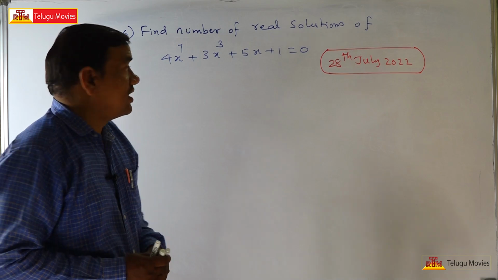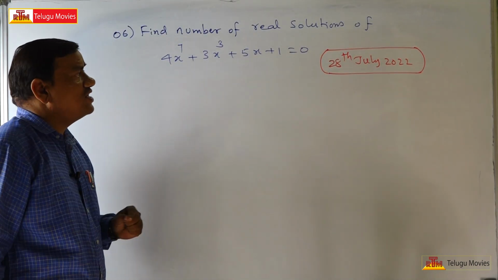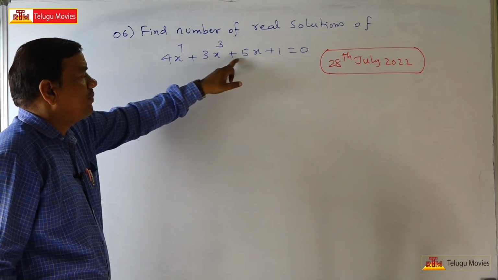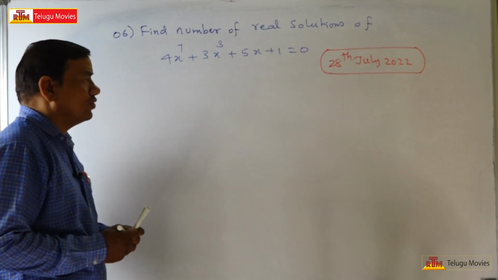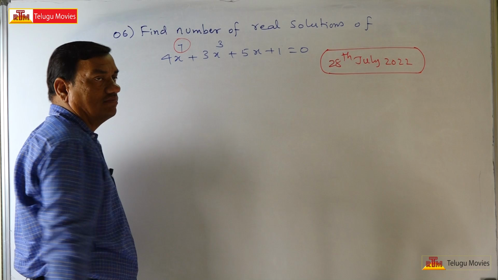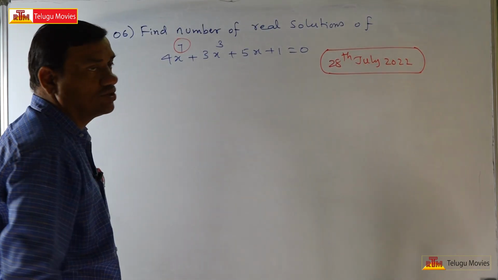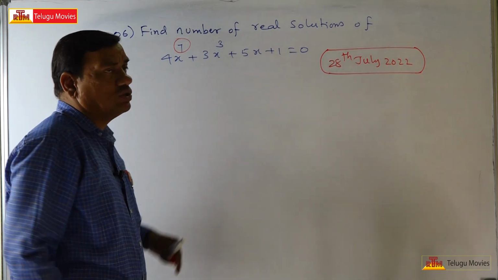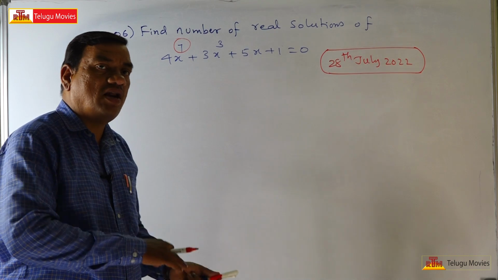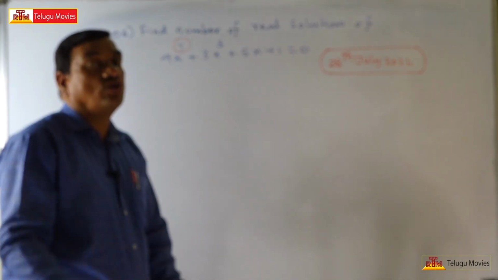Dear students, welcome to next problem. Find the number of real solutions of 4x to the power of 7 plus 3x cube plus 5x plus 1 is equal to 0. Yes, it is a polynomial equation of degree 7. Okay. So, he is asking how many real solutions are there. So, out of the 7 solutions, all may be real, all may be imaginary, some real or some imaginary. Okay, we do not know, but he is asking how many real solutions are there.